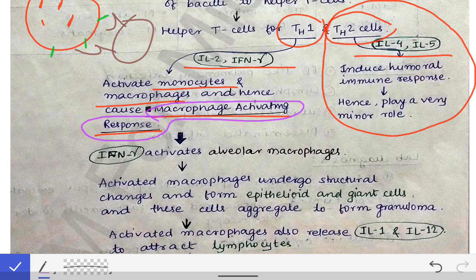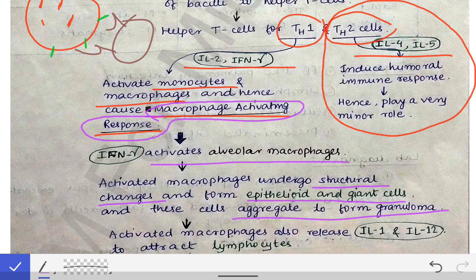This interferon gamma activates the alveolar macrophages. What are the alveolar macrophages? The macrophages which are present in the lungs are called the alveolar macrophages. And then these activated macrophages undergo some structural changes, producing epithelioid and giant cells, and then these cells aggregate to form the granuloma.